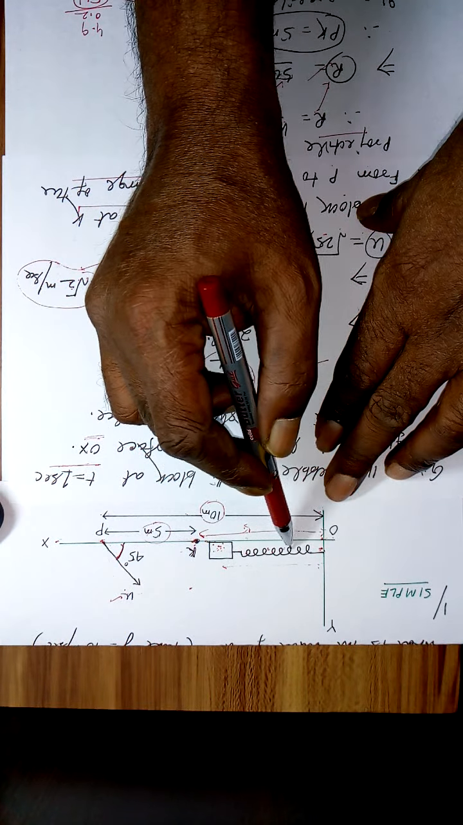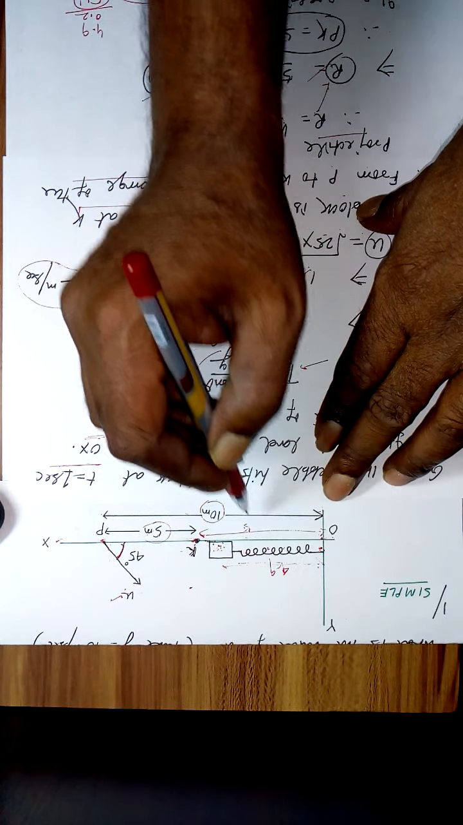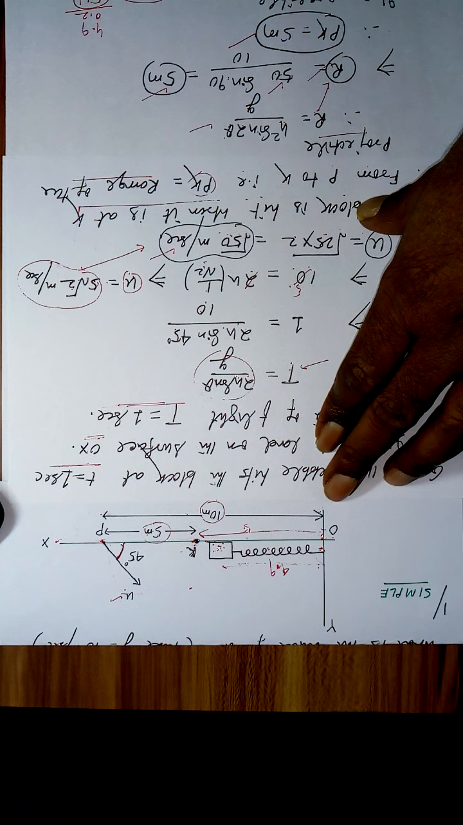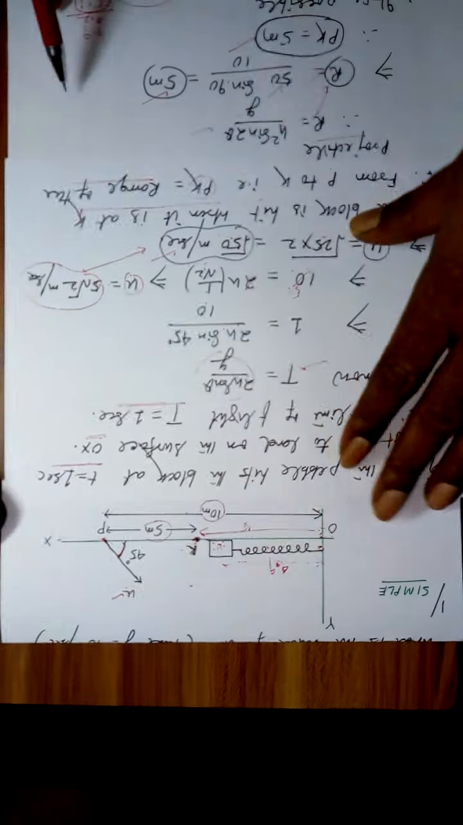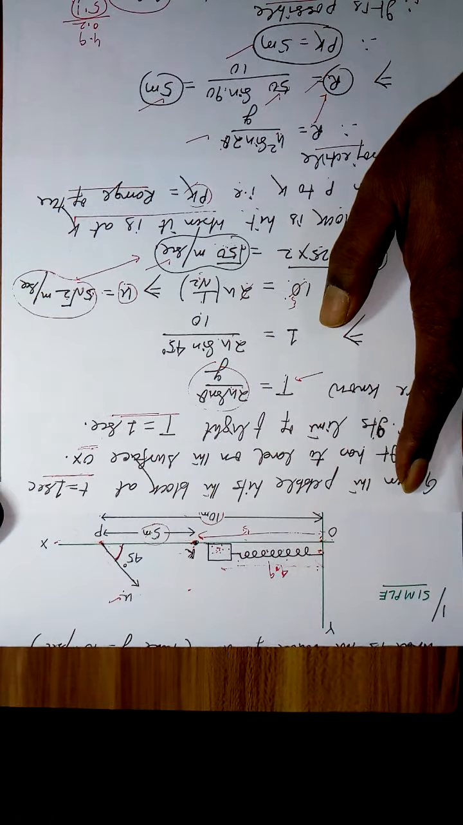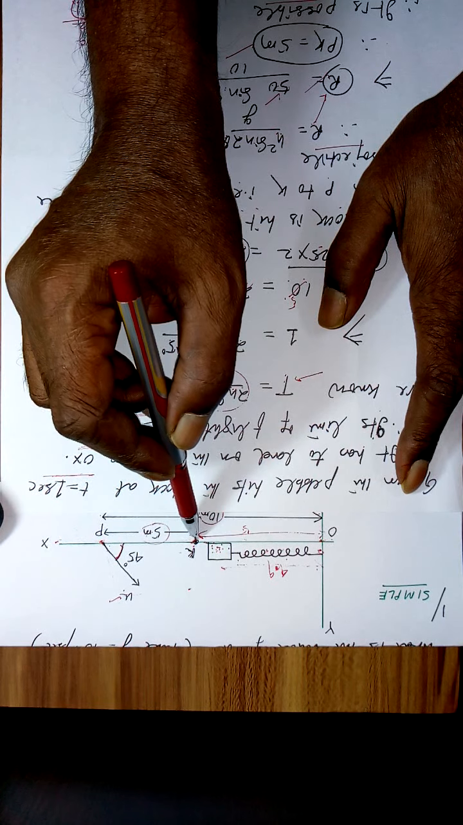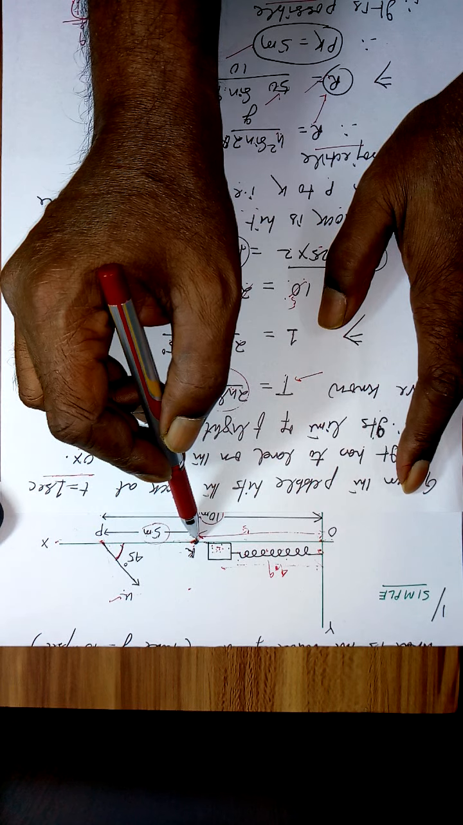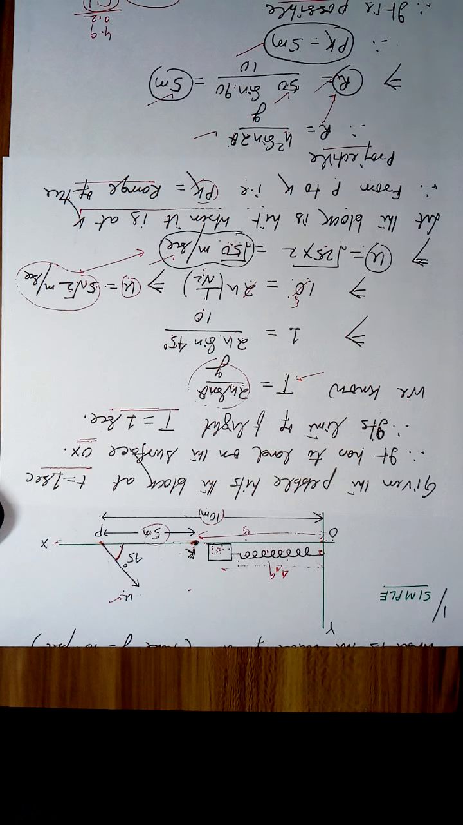But the unstretched length is 4.9 and it is stretched by 0.2. So 4.9 plus 0.2 is 5.1. The unstretched length is 4.9 and it is stretched by 0.2. This plus this is 5.1. Therefore the block overshoots this position, comes to this side. So there is a chance it will hit. So it is all possible.